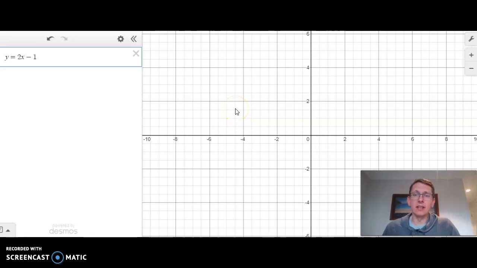Today we're going to look at linear equations. It's a funny name, linear. Why do we call it linear? Linear, believe it or not, actually means straight. So clearly this is going to make a straight line graph.